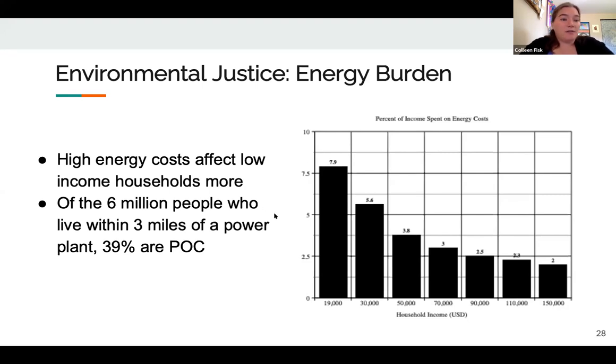And again, I have links to these reports from NAACP. Another important fact is looking at the 6 million people who live within 3 miles of a power plant. 39% of them are people of color, which is higher than the number, I think we're at 34 or 35% of our population that are people of color. So looking at this in terms of who is affected by those coal plants is also really important.